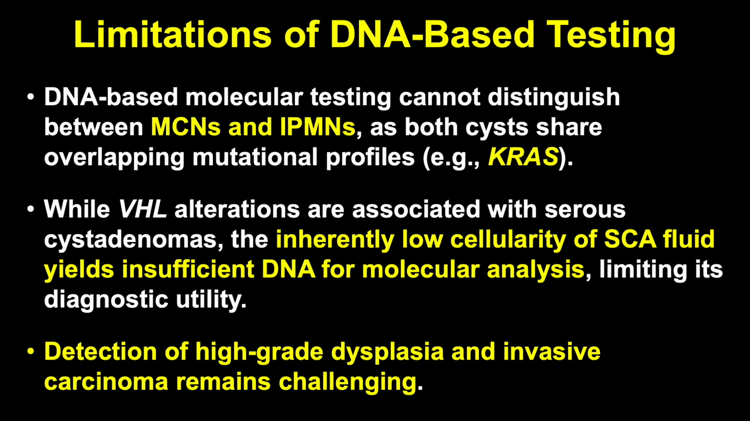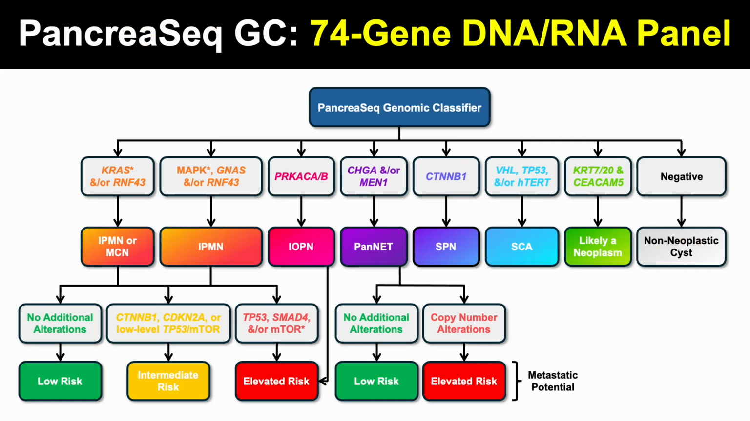In addition, VHL alterations are associated with xerostomos that are very challenging to identify with current sequencing strategies. And it's still difficult to molecularly detect high-grade dysplasia and invasive cancer associated with a pancreatic cyst fluid. Therefore, our newest panel, Pancreatic Genomic Classifier, or Pancreatic GC, represents our first foray into not only DNA-based testing, but RNA sequencing to address some of these limitations.